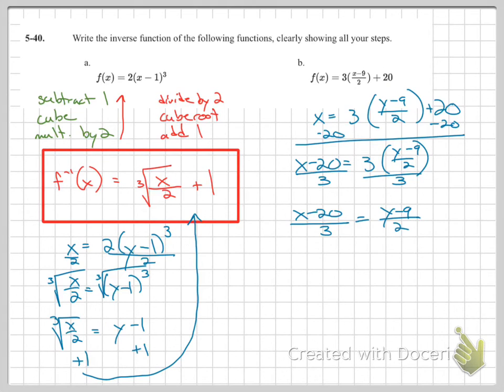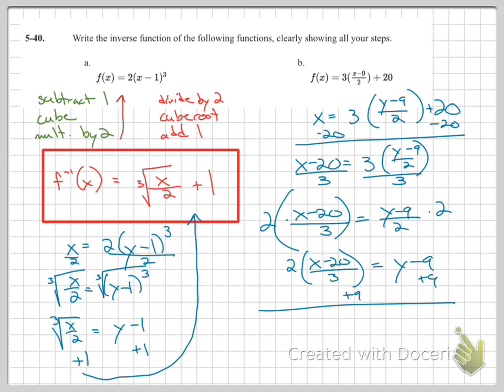To get rid of dividing by 2, I'm going to multiply by 2. So I need to put all of this in parentheses. You are welcome to distribute the 2, but there's no need. You can just leave it like this. And then add the 9. This was f of x also, so f inverse of x is 2 times x minus 20 over 3, in parentheses, plus 9.